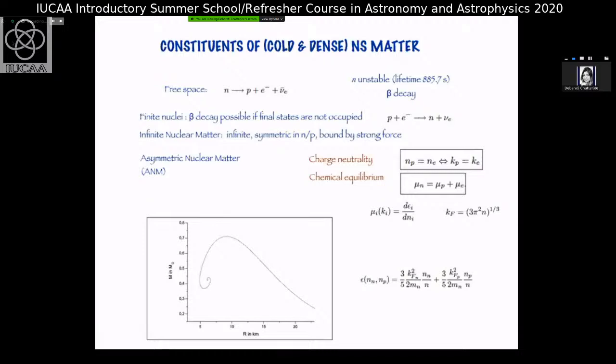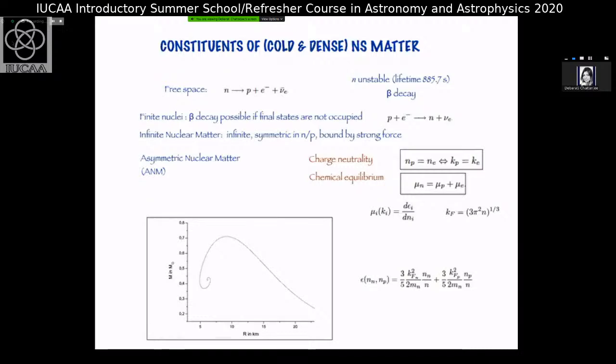Charge neutrality, on the other hand, is very important in astrophysical systems, because the neutron star is not bound by the strong force that you see in finite nuclear matter or symmetric nuclear matter. It has to be charge neutral. It is bound by the gravitational force. Because if you have a charged star, then the Coulomb forces would be strong enough to disrupt the star. So we need a charge neutral system.